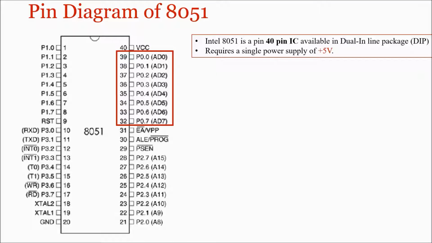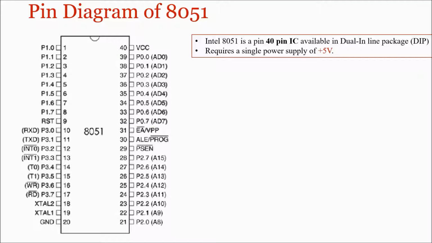Port P0 can be used as a multiplexed address and data bus. So the lower address bus, that is A0 to A7 lines, is used for port P0, and the data bus D0 to D7 is also used for port P0. So this address and data bus are multiplexed. To demultiplex this bus, you have to use another signal, that is the ALE signal, that we'll see.